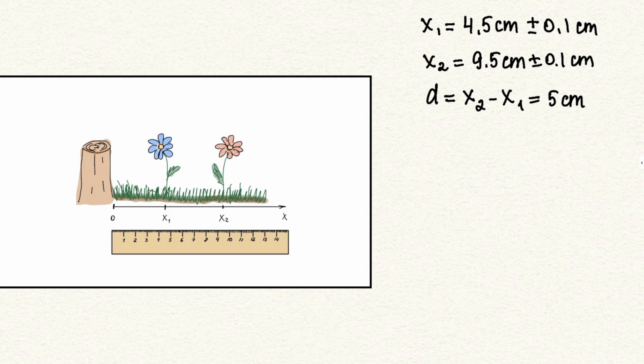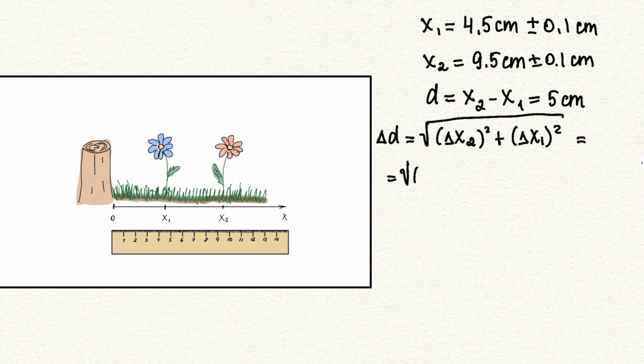Since the distance is a difference between the positions, we will use the formula for calculating uncertainties for addition or subtraction. So in this case, the uncertainty in the distance equals the square root of the uncertainty of position number 2 squared plus the uncertainty in position number 1 squared. And I'll plug in the numbers. So we get 0.1 centimeter squared plus 0.1 centimeter squared, and it equals 0.14 centimeters. So here's your uncertainty in distance.